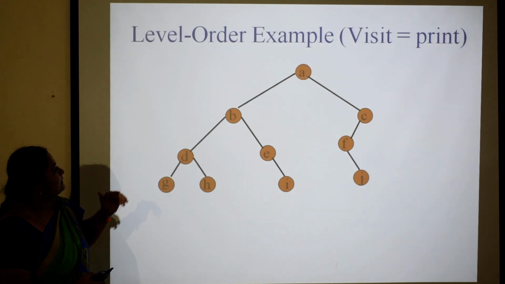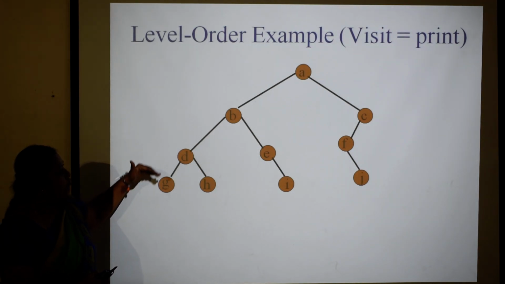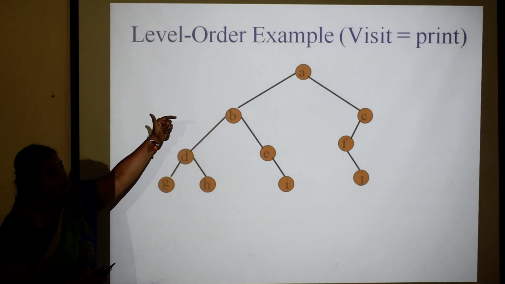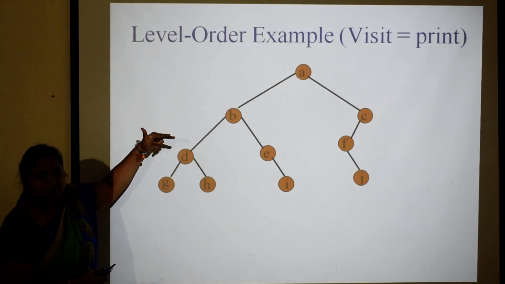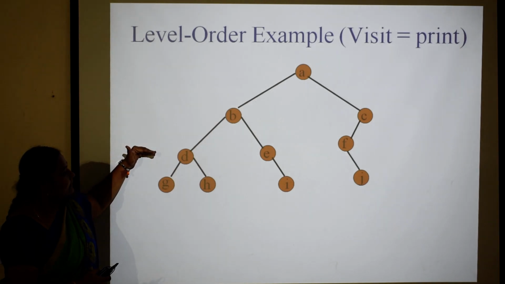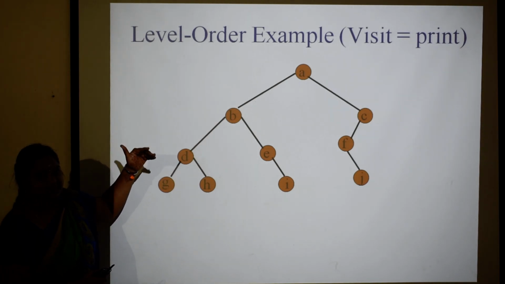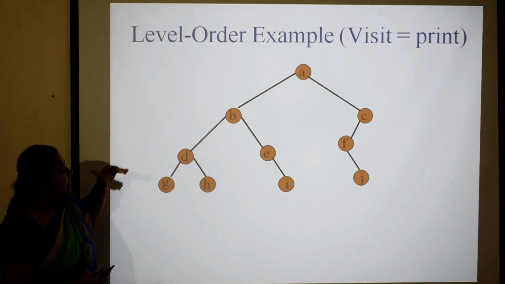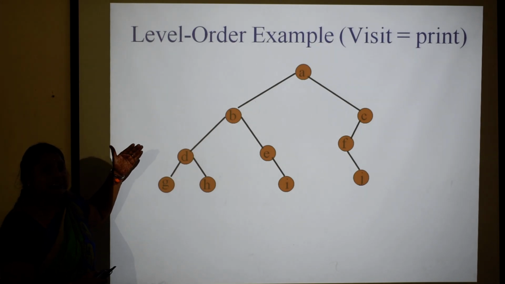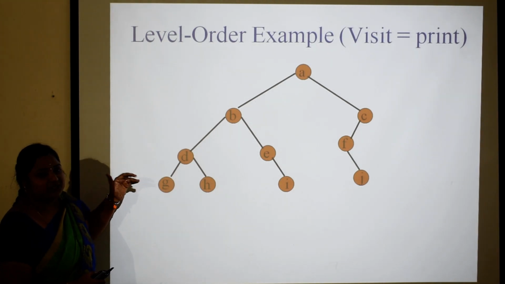So this is the level order traversal. It has 1, 2, 3, 4 levels of height. In the first level it has the root node. In the second level, the left and right children of the root node are present. In the third level, the children of B and C are present, and in the fourth level the children of the third level are present. So the height of this binary tree is 4.